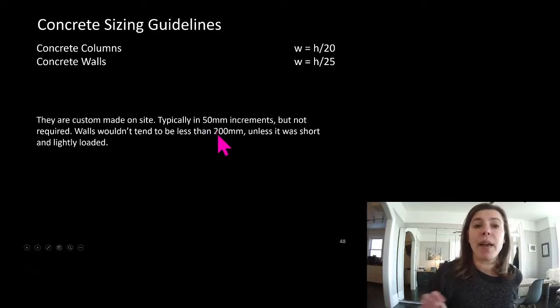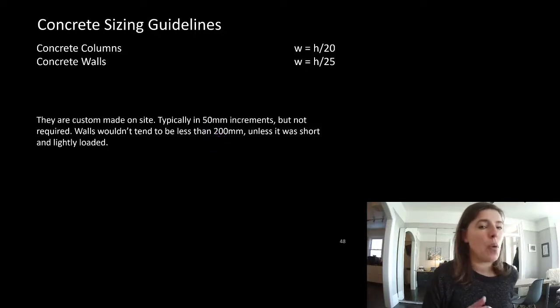I've done it for very high-end feature things. You need flowable concrete, you need admixtures in it. The contractor needs to be aware of it. So it's that unusual. So we start with 200 and go up.